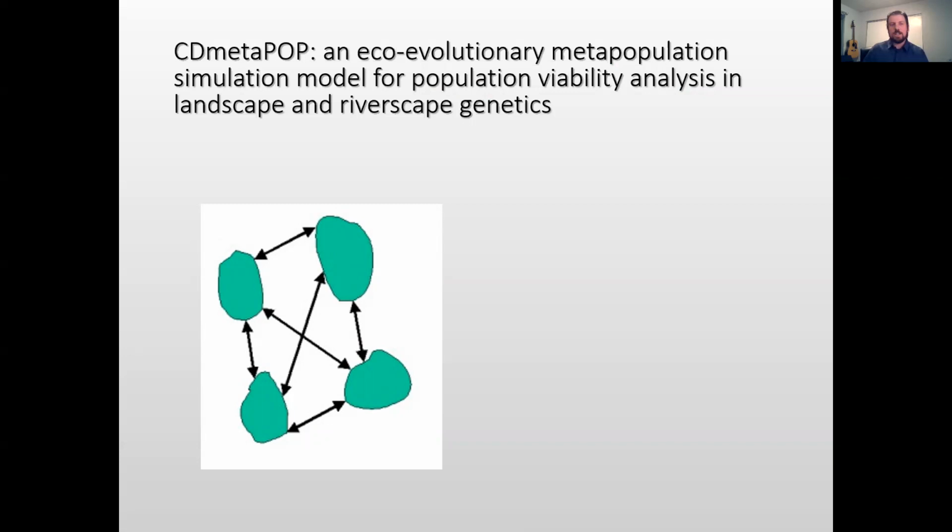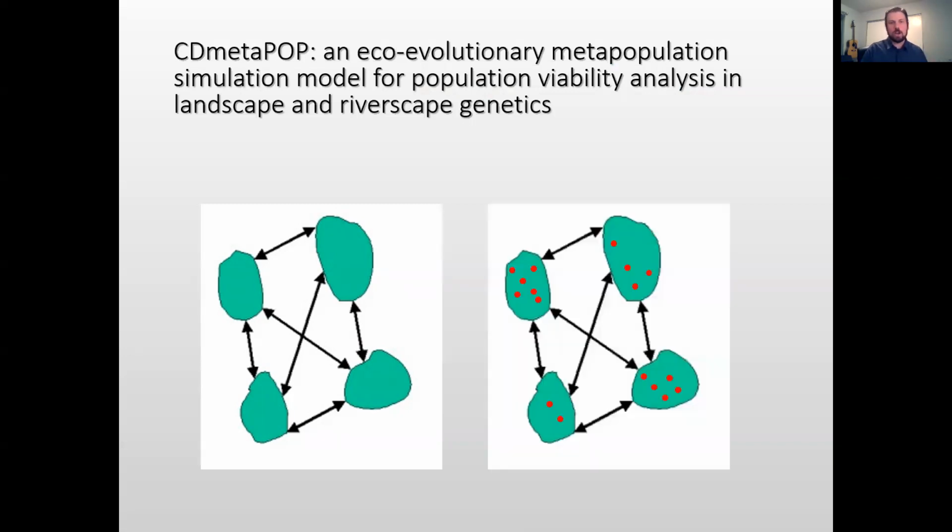At its core, it is a metapopulation model where you've got multiple subpopulations or patches, and you can have migration and dispersal between patches. But then in our model, we populate those patches with individual animals. That's where it differs from a traditional metapopulation model. We can track individual movement, individual growth, and individual genotypes. Then we can measure the movement of genes across the landscape.